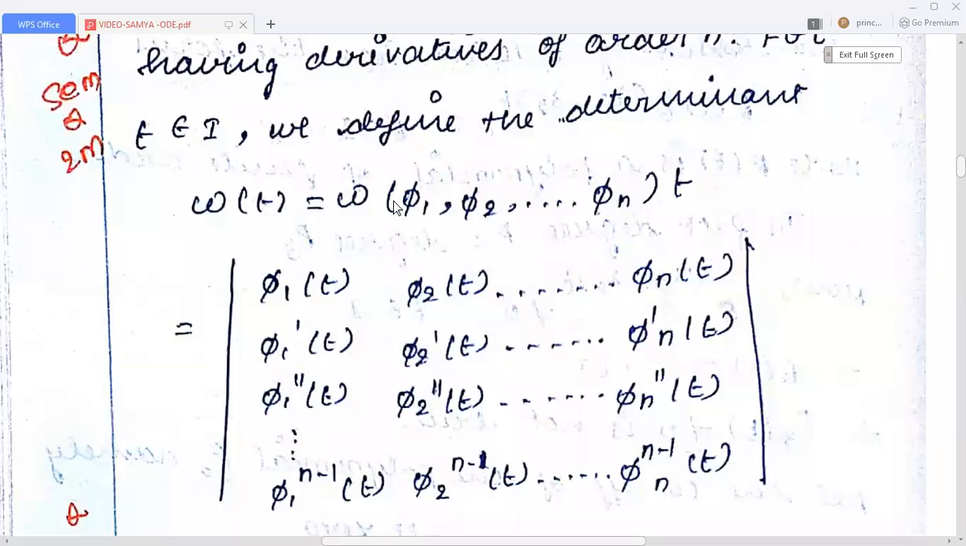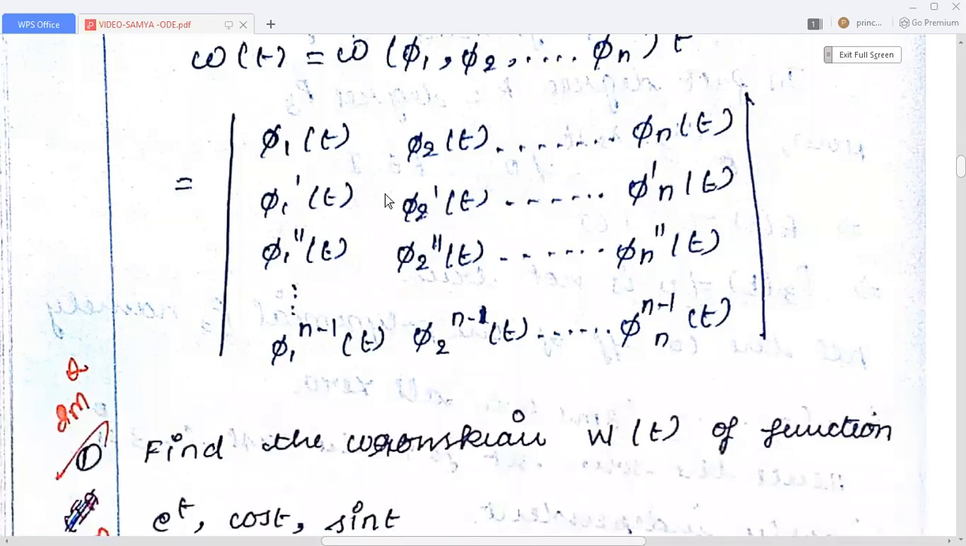W(t) equal to W(φ1, φ2, etc., φn)(t). That is equal to, we write this determinant. In the determinant, in the first row, we write all the functions φ1(t), φ2(t), etc., φn(t). In the second row, for all these functions, we calculate first derivatives: φ1'(t), φ2'(t), and so on, φn'(t).